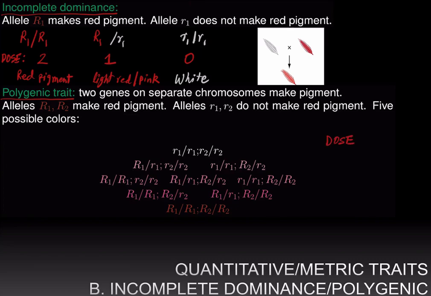So if you have an individual who carries no pigment making alleles, so they're homozygous for the little r1 and little r2 alleles, they will have a dose of 0. If you have individuals that carry 1 pigment making allele, or they're het for either big R1 or big R2 but not both, then they have a dose of 1, and they might have a light pink color.